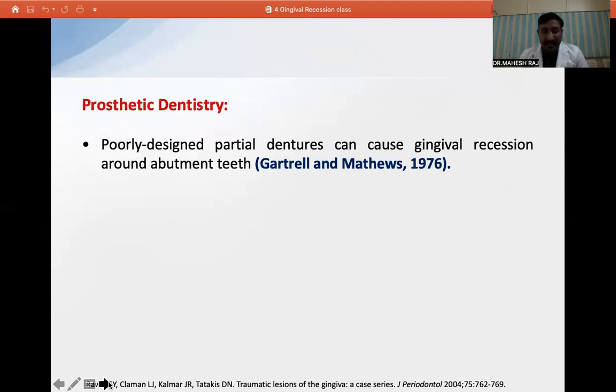Next is prosthetic dentistry. Poorly designed partial dentures can cause gingival recession.